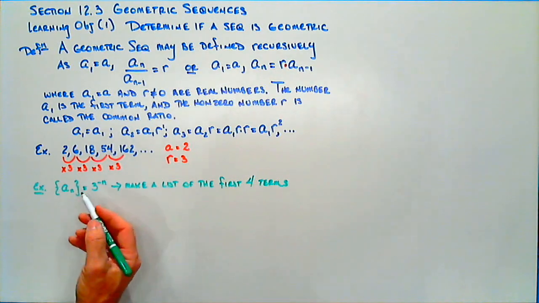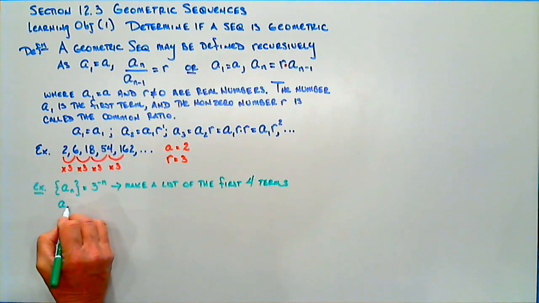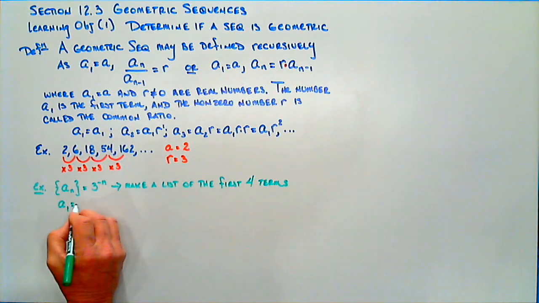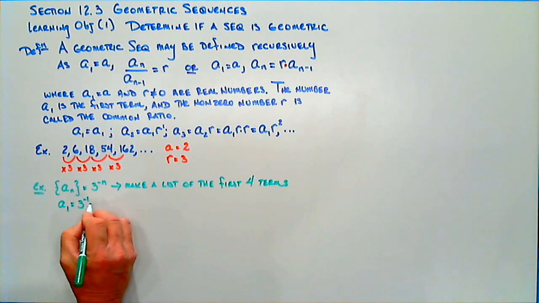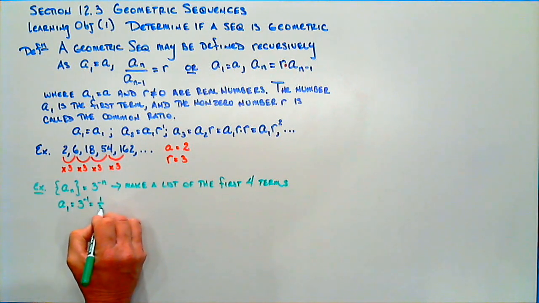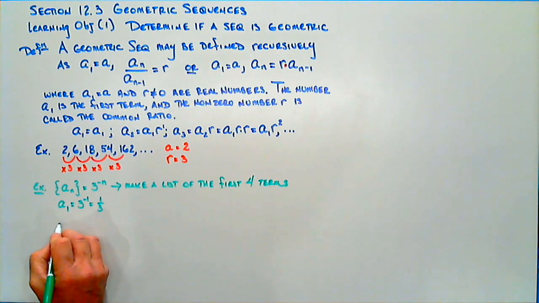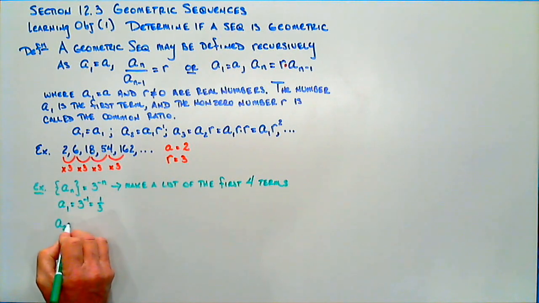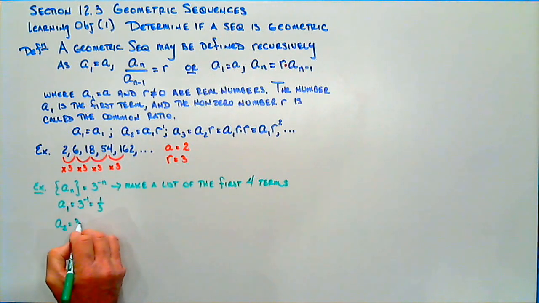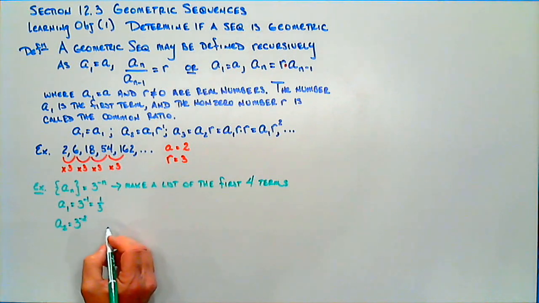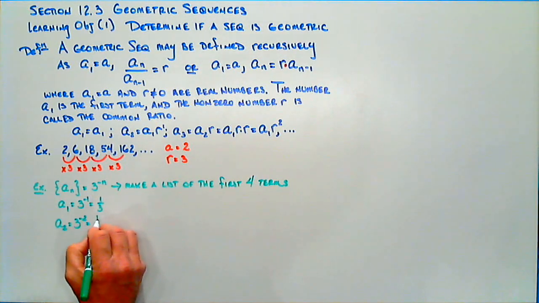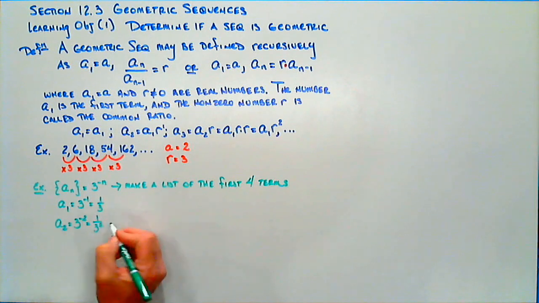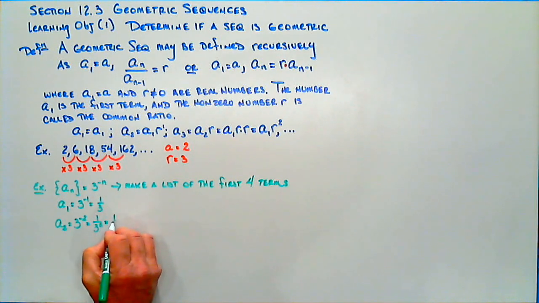So what do we get? What's a sub 1 going to be? Well, a sub 1 is going to be 3 to the negative 1. Okay, that's 1/3, isn't it? What about a sub 2? Well, a sub 2 is going to be 3 to the negative 2. That's going to be 1 over 3 squared. That's going to be 1 over 9.